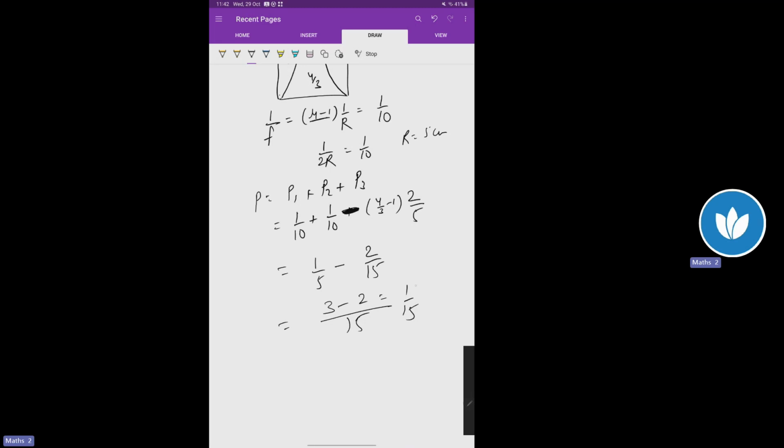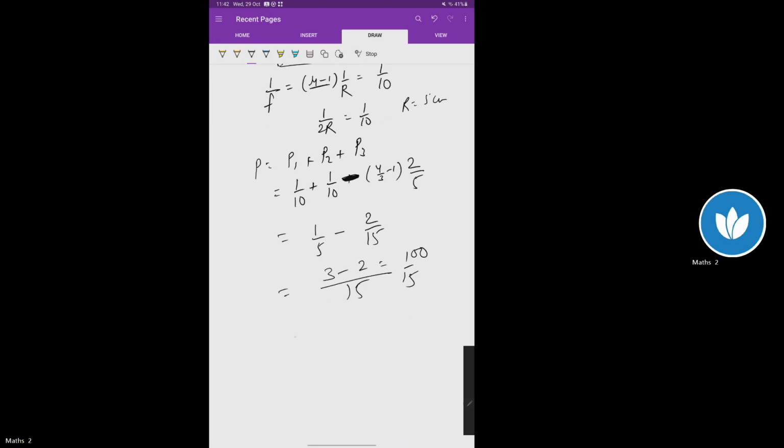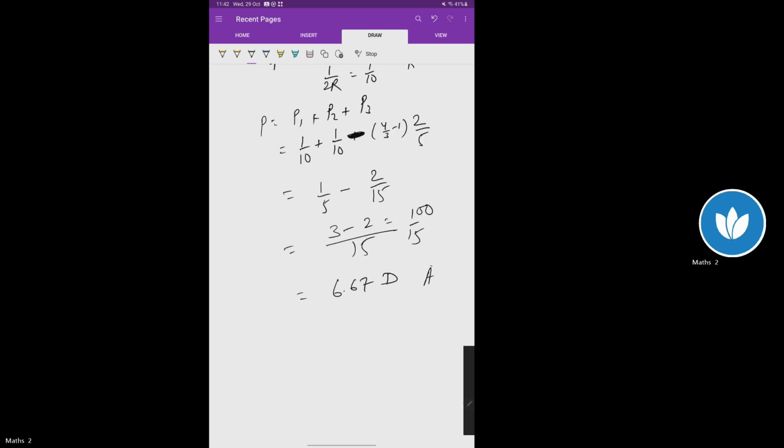This is in centimeter. In diopter, multiply by 100 to get 6.67 diopter. Option A.